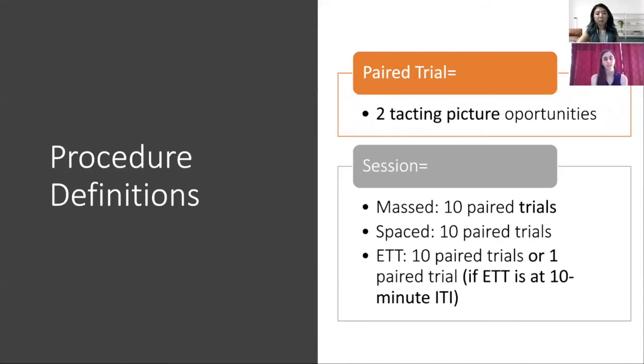To go over some of the definitions, a paired trial is 2 tacting picture opportunities. And then for our sessions, when we refer to a session, we mean 10 paired trials of mass, or 10 paired trials of space, or 10 paired trials of expanding trials. However, if expanding trials has already reached a 10-minute inter-trial interval, then one session could also be just one paired trial of expanding trials. And these paired trials were always presented together in the teaching session. And this goes into our decision tree.